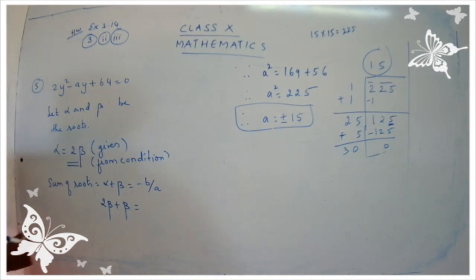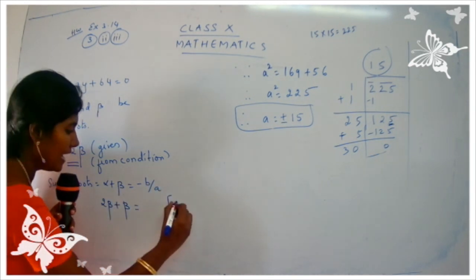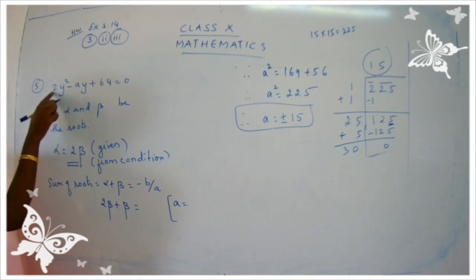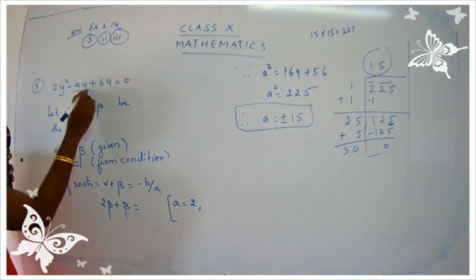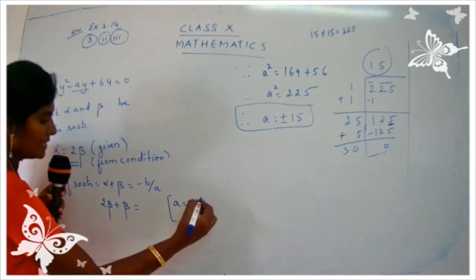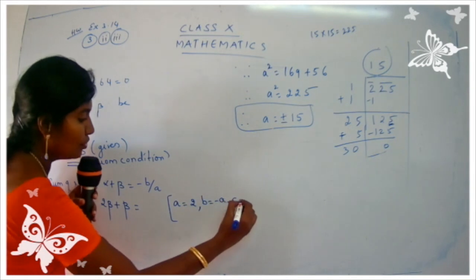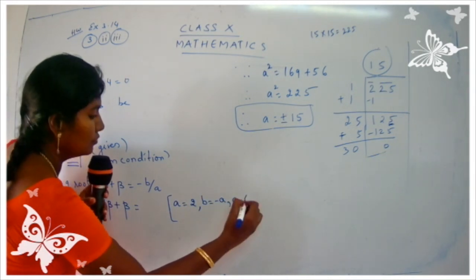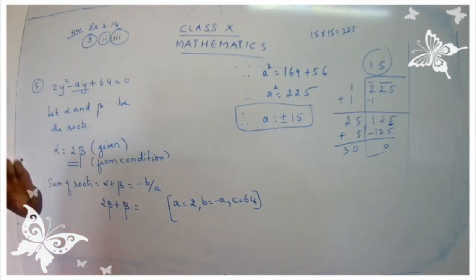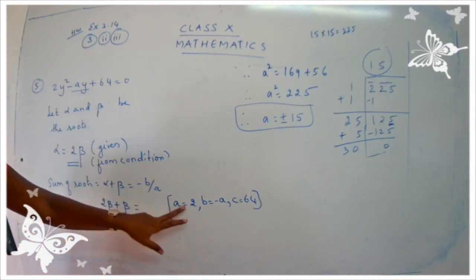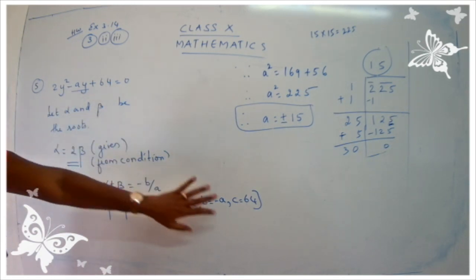Here you will have confusion, children. So I just want you to write down here in the bracket. a is equal to, what is a, children? 2. What is b? Coefficient of y. What is b? Minus a. And what is c? 64. So that you will not miss out any terms, because sometimes if you write directly, you may have a confusion in sign. So be careful, just take down the value for a as 2, b as minus a, and c as 64.